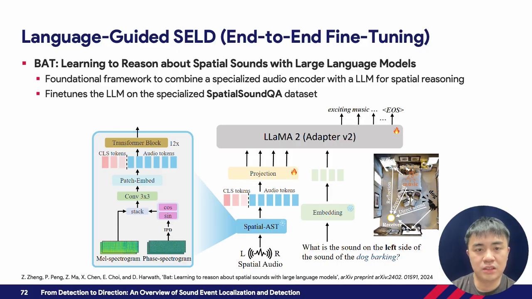So to make this possible, the authors created Spatial Sound QA, which is the first large-scale dataset for this task. It contains thousands of synthesized binaural audio clips, paired with a huge range of questions, from simple perception such as "is there a dog barking?" to complex multi-hop spatial reasoning, such as "what is the sound on the left side of the dog barking?"